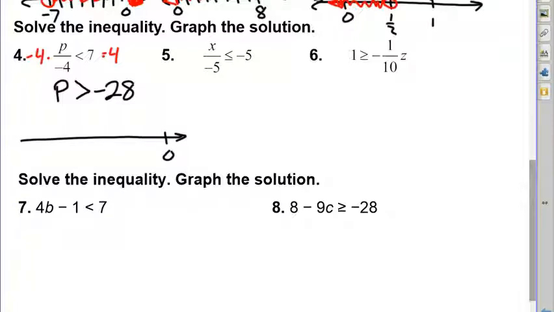I'm going to make my interval go by, how about -7s? 1, 2, 3, 4. 4 -7s make -28. And we'll use a hollow dot shaded to the right.